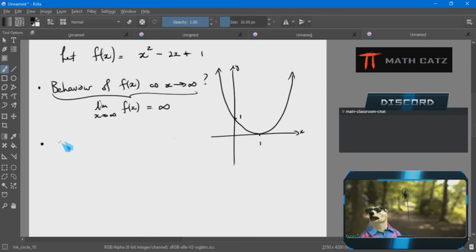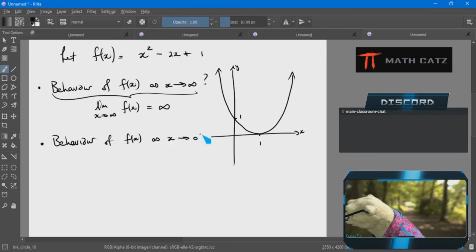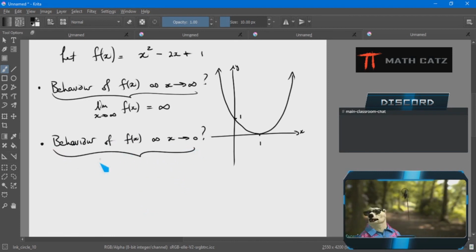We might ask, let's suppose we don't know the graph. We don't know the function. It's weird. We might ask, how does this function behave as x gets close to 0? Maybe I want to know that. And then we could rephrase that by saying it's the limit as x approaches 0 of my function.